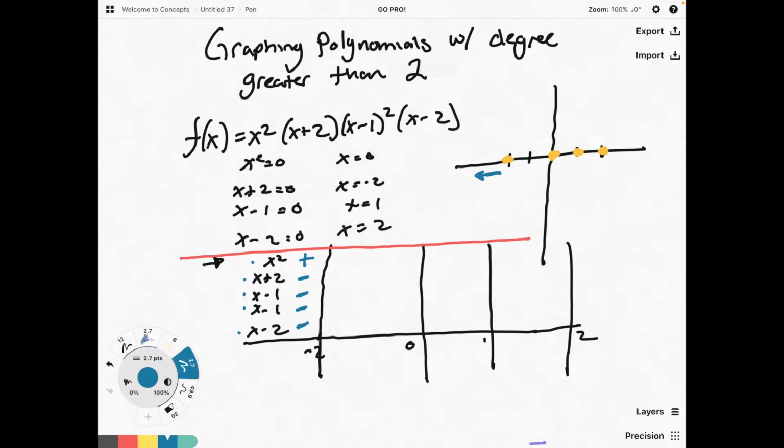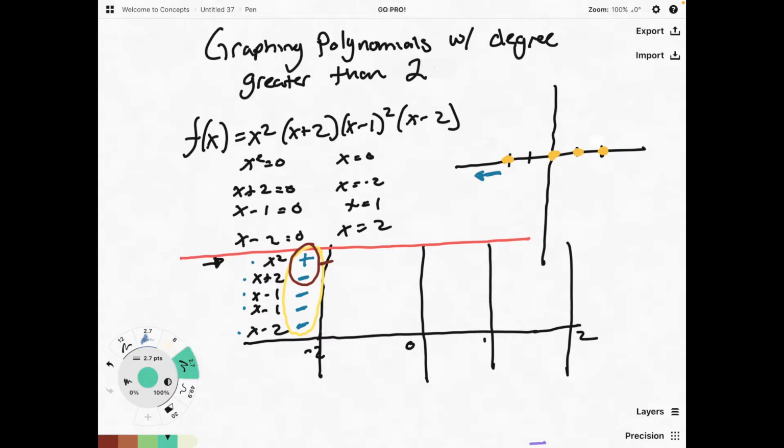Now that we found the sign for each of these factors for values less than -2, all we need to do is multiply these together to figure out what the overall sign is. By multiplying these signs together, we will be able to get the overall sign, and that means the overall direction of the graph. With that, we take this positive and we multiply it by this negative. That's going to be a negative value.